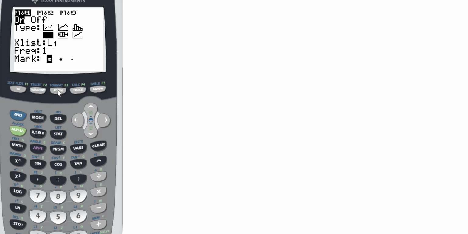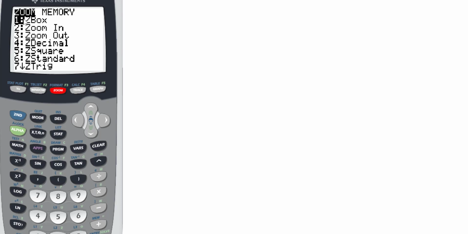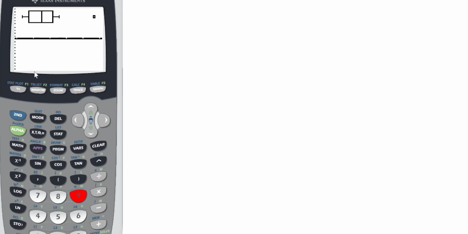The last thing we're going to do is hit zoom, and we're going to do zoom 9. You don't see it on this calculator. Yours actually shows up to 9, it just doesn't show it on this one. Hit zoom 9, which is zoom stat. Watch. There it is. It's exactly what we came up with. Here you can see the whiskers.